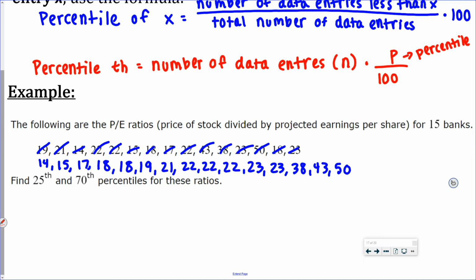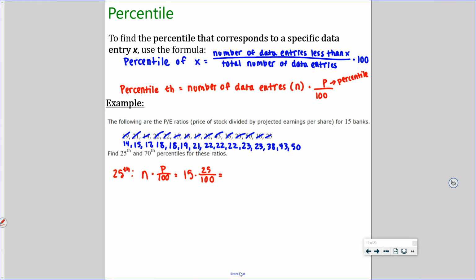All right, so 25th. If you're asked to calculate the percentile, you just take your number of data entries times P over 100. It says there's 15 banks, so I take 15 times 25, because it's the 25th that we're calculating, divided by 100. Now you're going to get either an integer or a decimal. In this case, I get a decimal, 3.75.